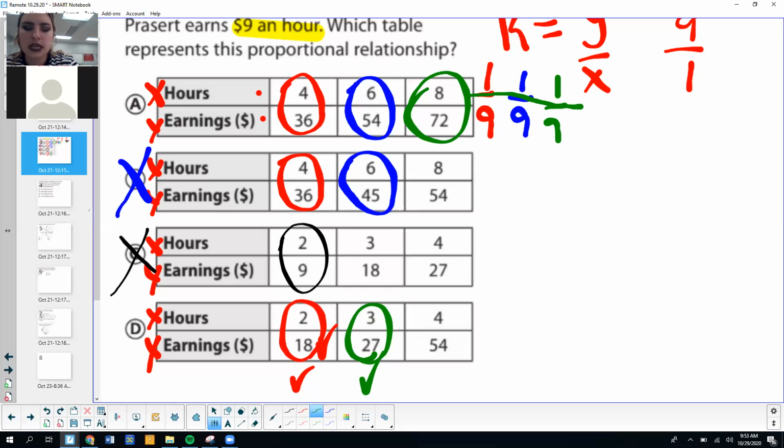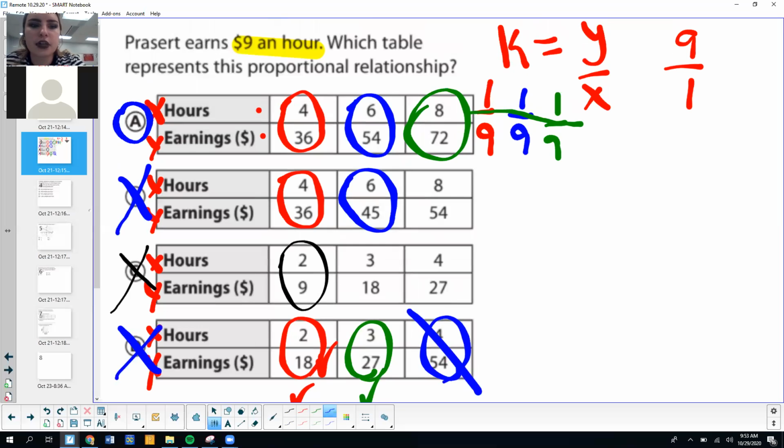So that checks out. And finally, to see if it's a proportional relationship, 54 divided by 4, if this is a proportional relationship, should give me 9. But I'm going to do 54 divided by 4, and that gives me 13.5. So the first two points are proportional, but this one is not, meaning that cancels out D. So A is our answer for this one, and this is saying that all of these points are proportional to one another, and they all represent earning $9 an hour as our constant of proportionality.